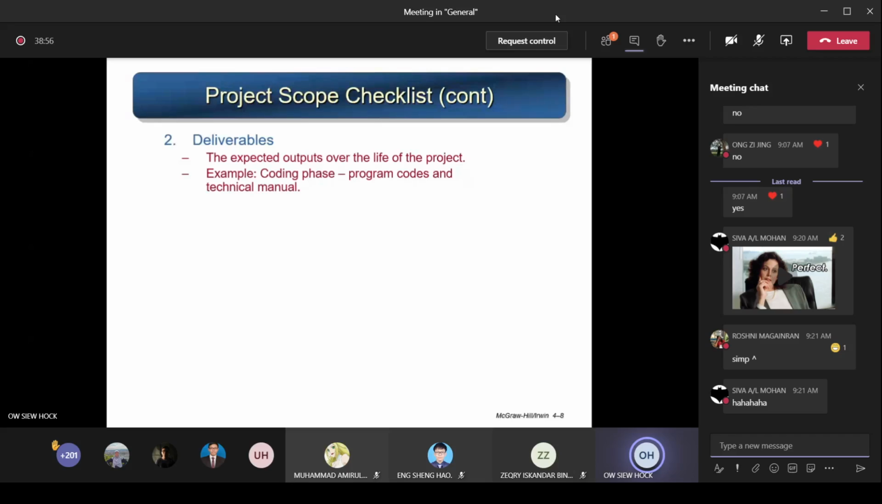For example, you have a programming, you deliver a system. So during this coding phase, at the end of the coding phase, what are the things you are going to produce and give to your customer or end user? It should be your program codes and also your technical manual. Okay, so this is an example.